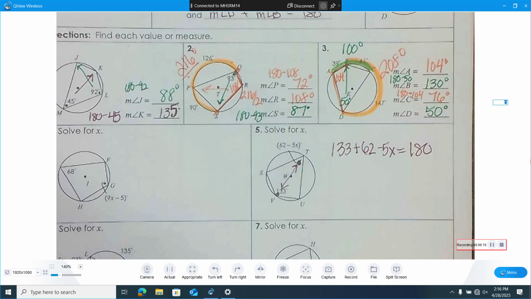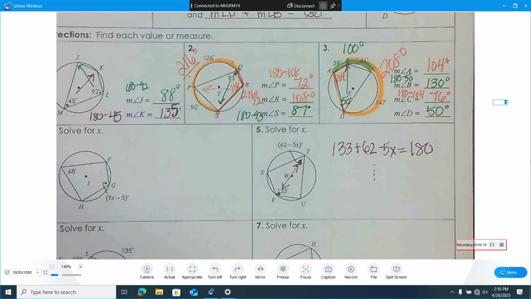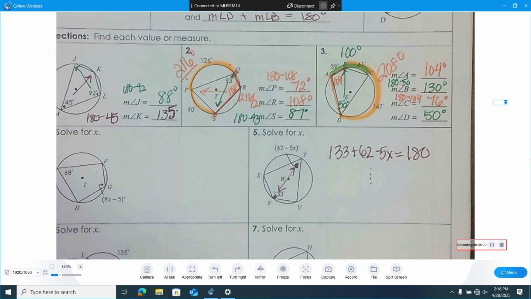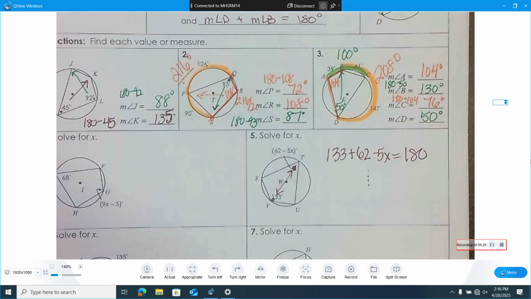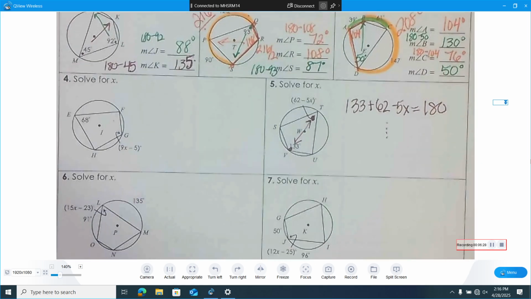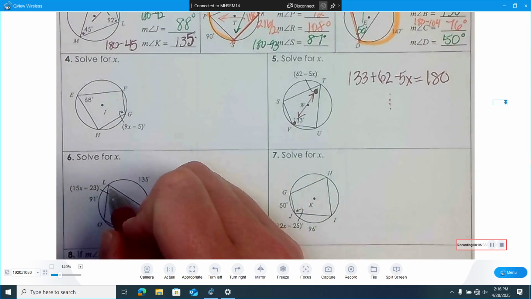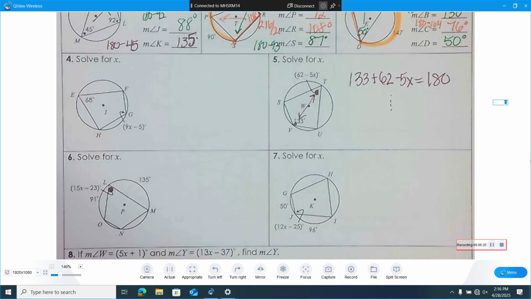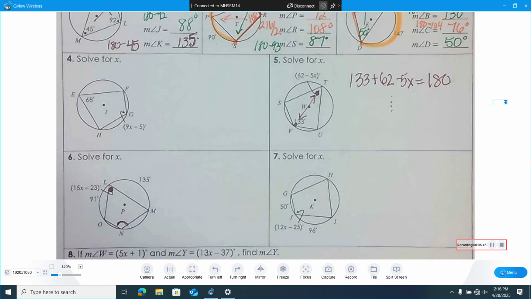They are opposite angles. They are supplementary. Do we need to solve, or are you good to go? Yes. That would be one more step here. Yeah, absolutely. Number 6. I have angle L. They've given me that 15x minus 23. What would be nice to know? What your angle N would be? It'd sure be nice to know what angle N is.